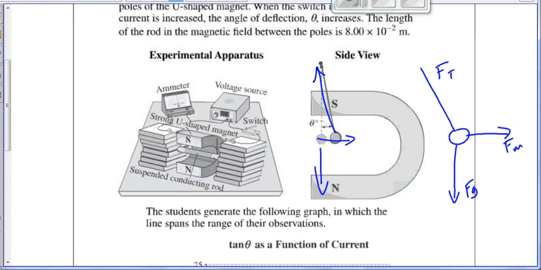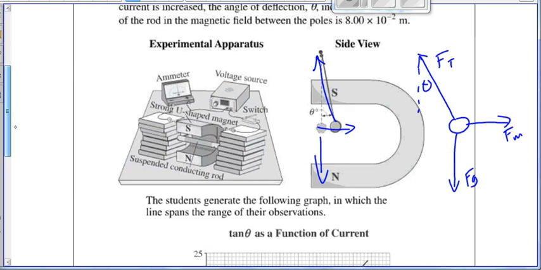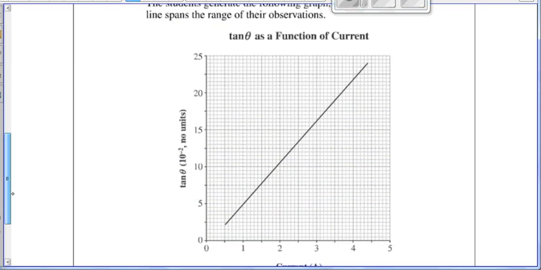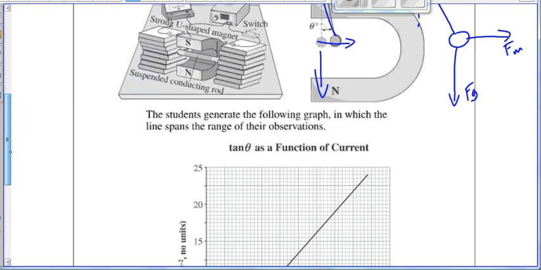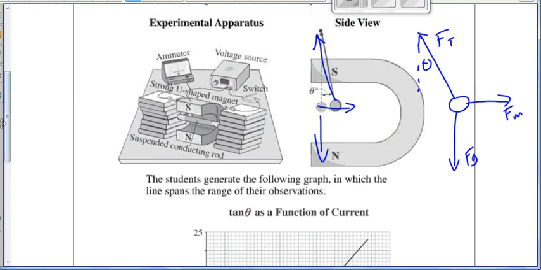This is similar to one of the questions that we've done already today, right? Except it's a magnetic force instead of the electric force, that's the easy part. We know this angle, by the way. Well, we don't know the angle, but we've got it labeled as theta. And then what do they give us? Oh my goodness. They give us a graph of tan theta as a function of current.